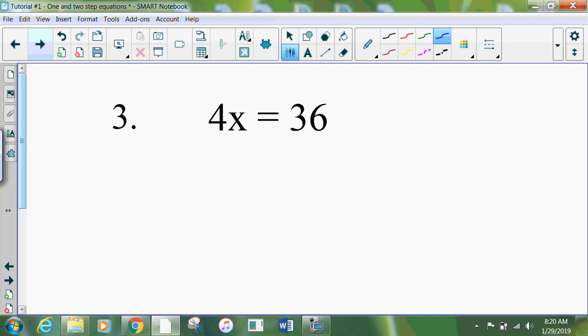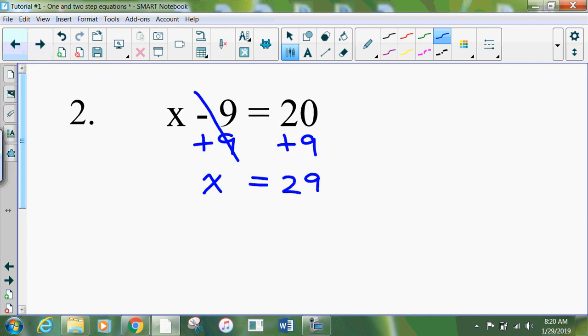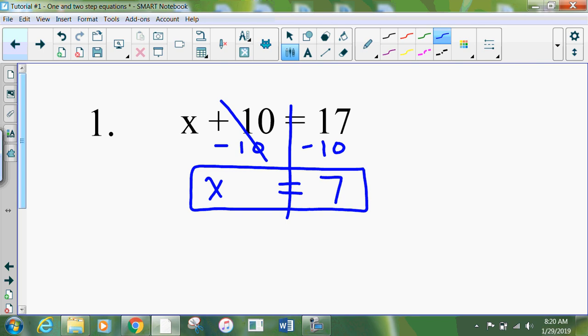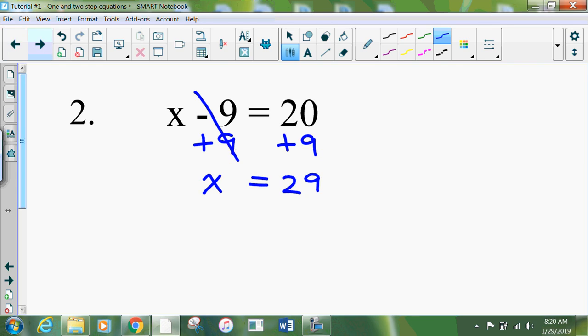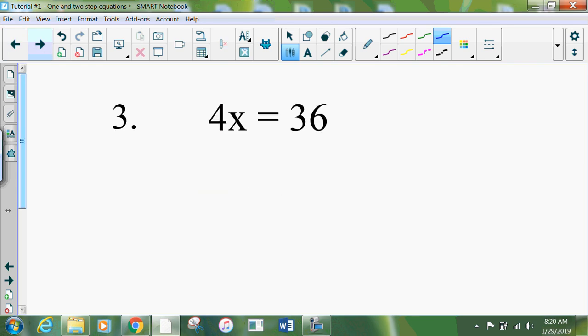All right, so now we see we have 4x equals 36. Now, in the first problem we had x plus something, and in the second problem we had x minus something, and now we have x times something. When we see a number right next to a variable and we don't see anything in between, there's no plus, there's no minus, that implies that there's multiplication in between. So 4x means 4 times x, and we want to get rid of that 4.